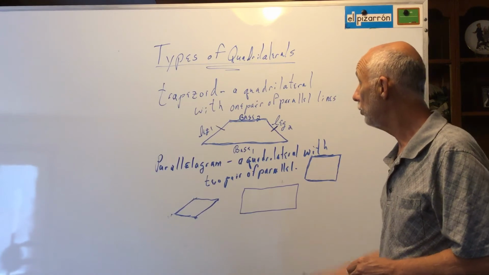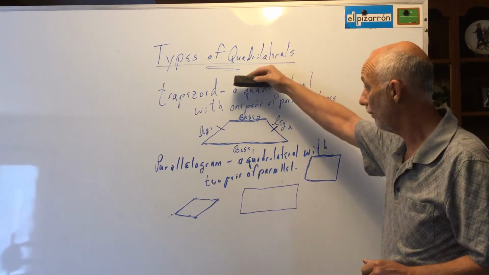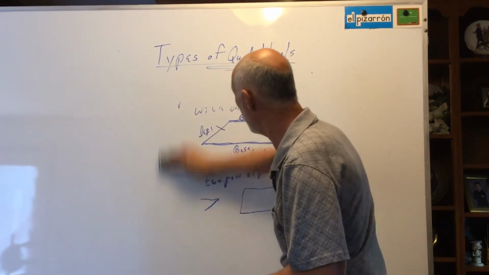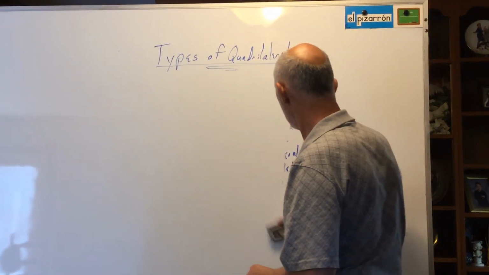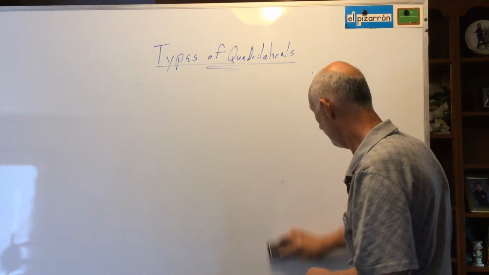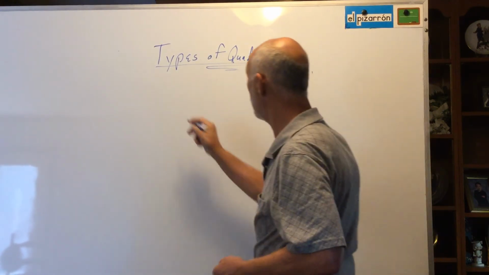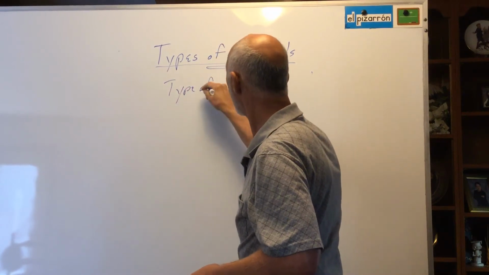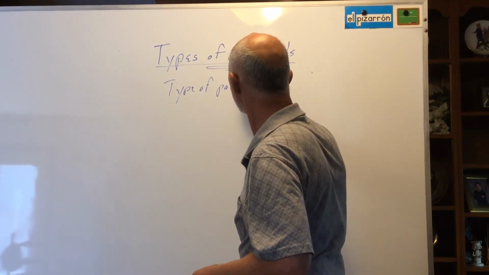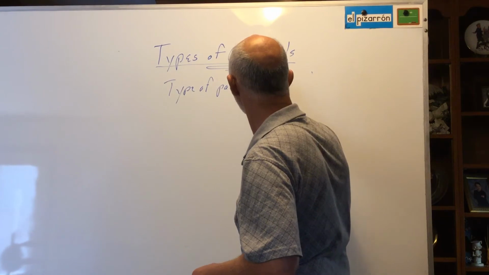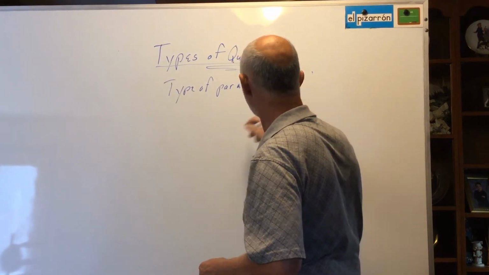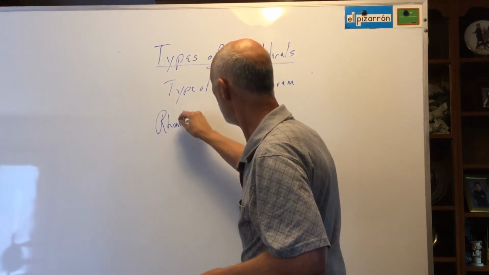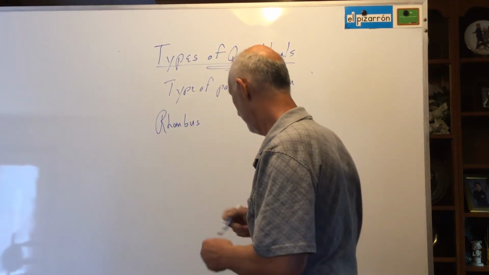So now we know there are two basic types of quadrilaterals, trapezoids and parallelograms. Now let's talk about the types of parallelograms, because I just showed you there are a whole lot of different ones. The first type of parallelogram is called a rhombus. You go, a rhombus? What is that?